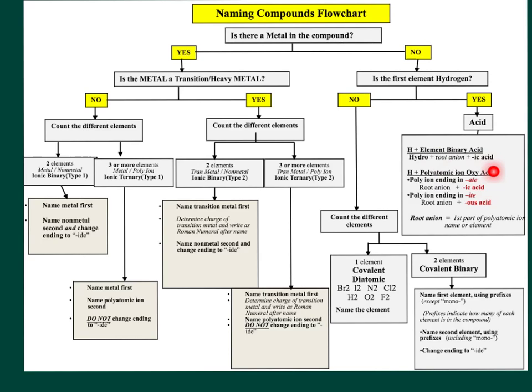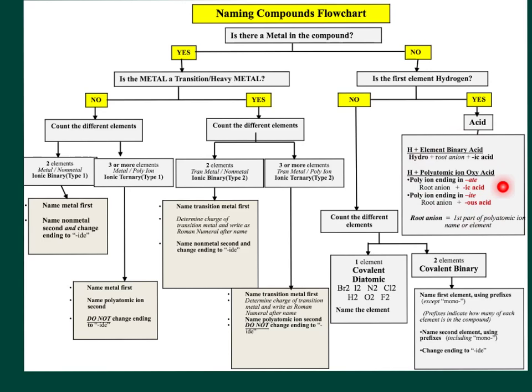If the name of the polyatomic ion ends in ITE, then the acid is an OUS acid. So if I was looking at nitrite, it would be nitrous acid. If I was looking at bromite, it would be bromous acid. Those are the rules for naming acids.